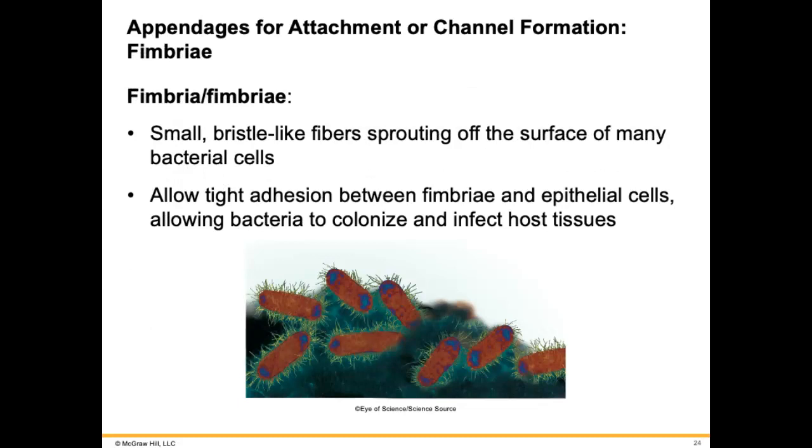Other appendages, either for attachment or for the formation of channels, or in my terms, you could say a little bit of a bridge. So you can mentally picture that some appendages are bridges between the cells. So Fimbriae, or Fimbria, are small bristle-like fibers. They sprout off the surface of many bacterial cells. And I generally refer to these guys as like Velcro.